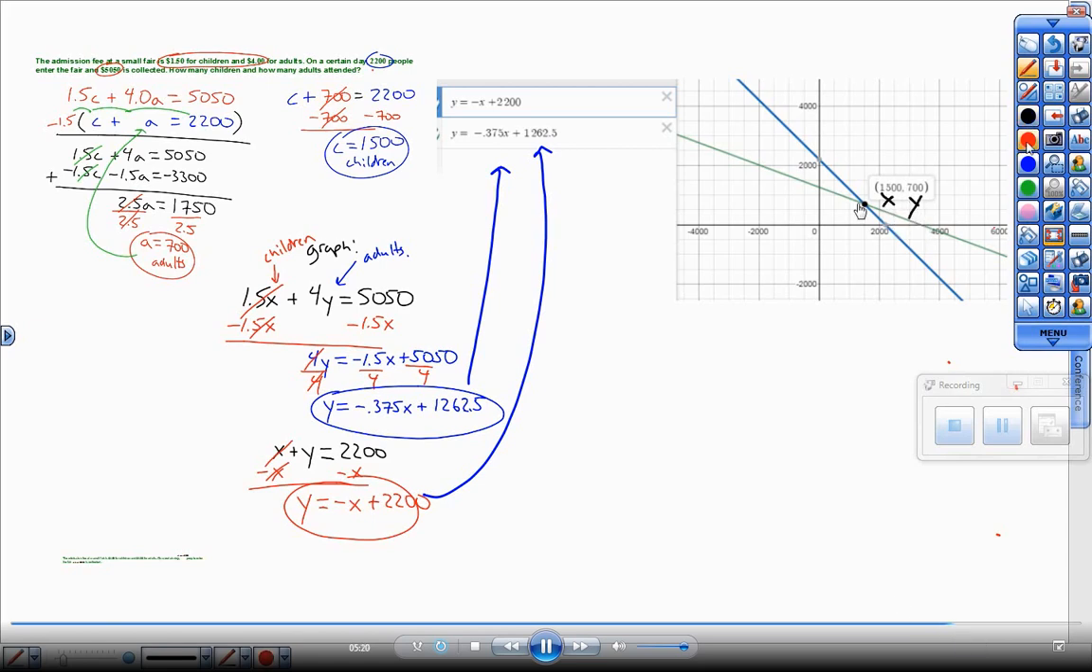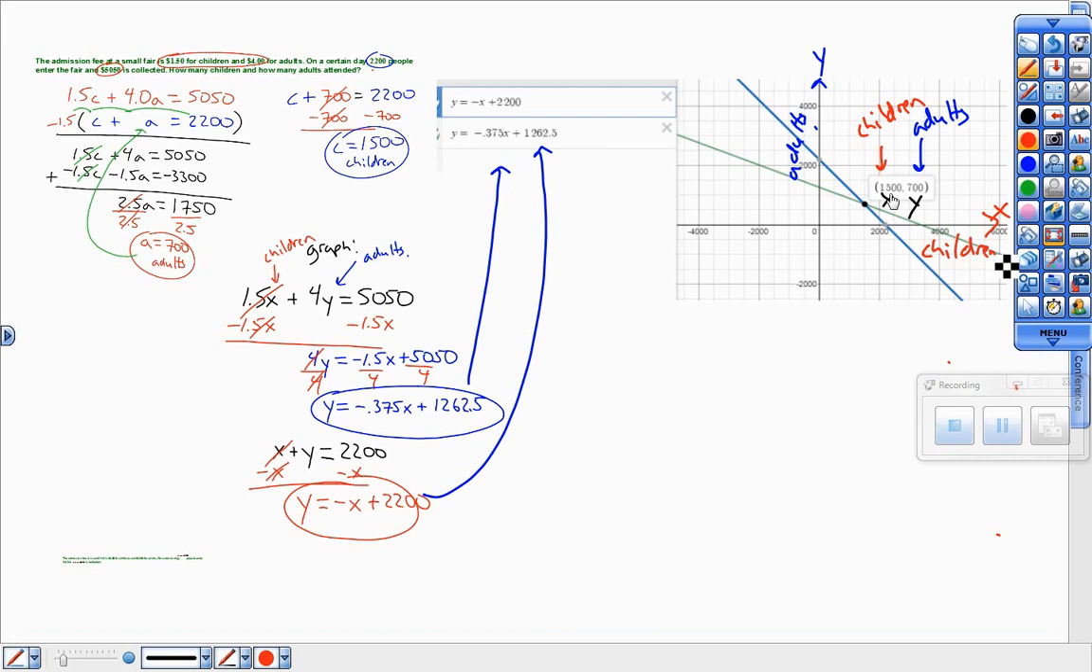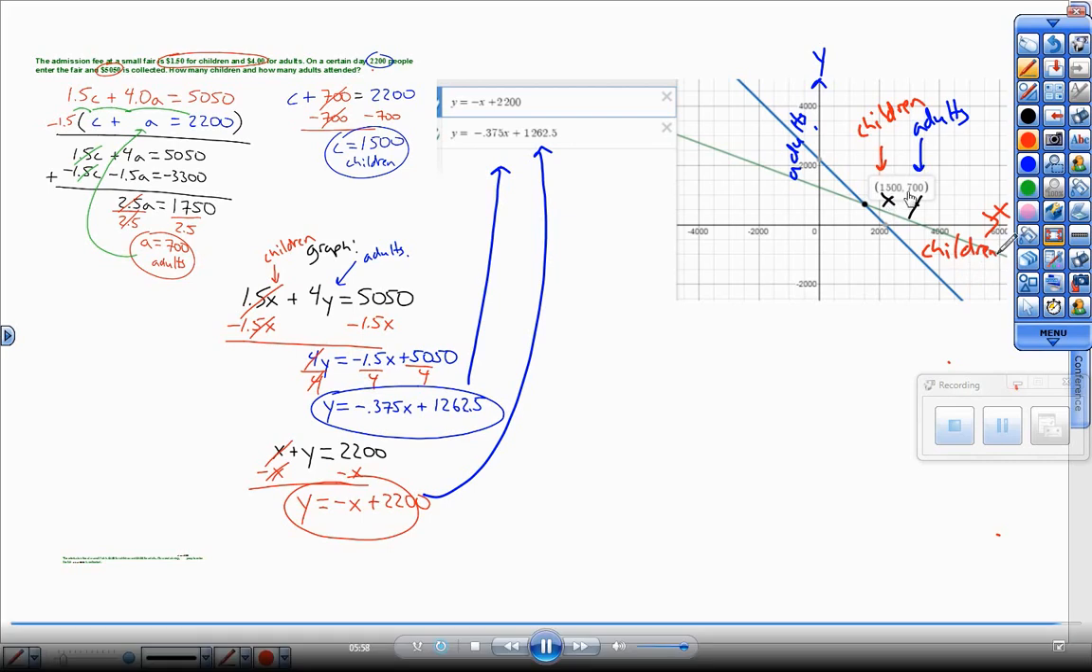For my x-axis, that would be number of children. Y-axis would be number of adults. So I'm going to label my axes there. So my y-axis is adults, my x-axis children, and at the point where those two lines intersect, the x value of 1,500 represents children in my situation, and 700 represents adults. So again, I could have got that same answer, instead of by doing elimination, by graphing.